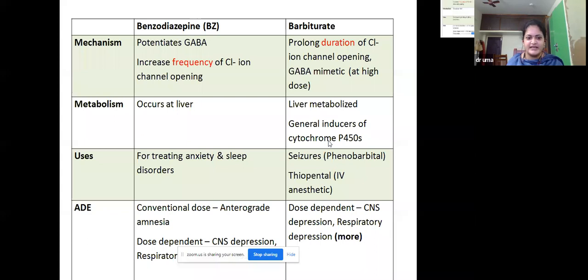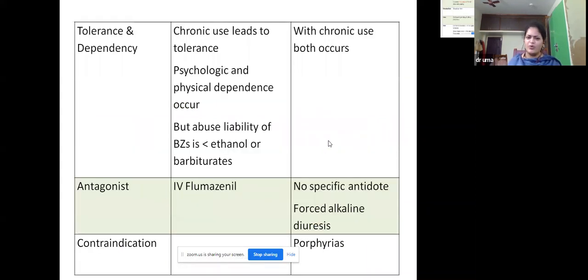Benzodiazepines are used for many conditions, which we'll be seeing later. Now the adverse drug reactions. Benzodiazepines produce anterograde amnesia. They produce dose-dependent CNS depression and respiratory depression, which is very much less compared to barbiturates. The therapeutic window is narrow with barbiturates. CNS depression and respiratory depression are more with barbiturates. Both cause tolerance and dependence, but it is more with barbiturates.